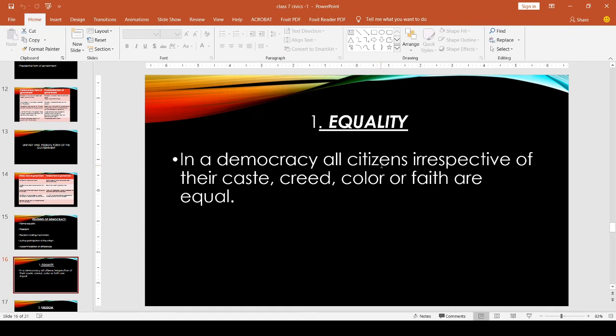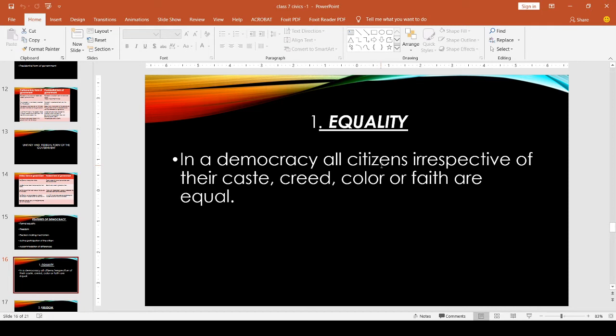In a democracy, all citizens are equal irrespective of their caste, creed, color, faith. There is no discrimination on the basis of caste, color, or religion. All citizens, all people are equal before law in a democratic form of the government.